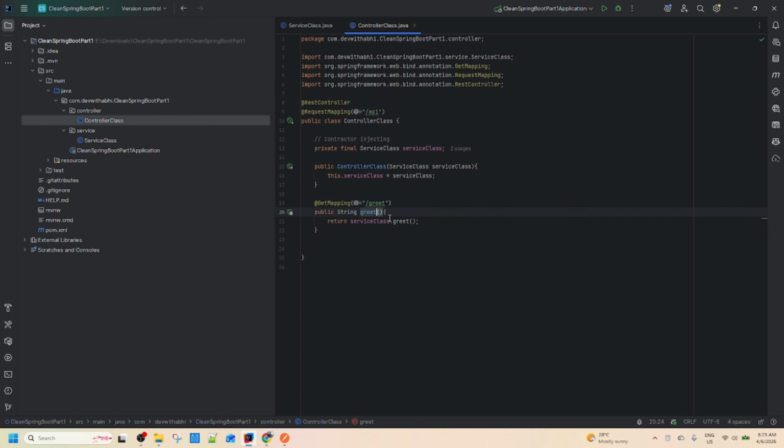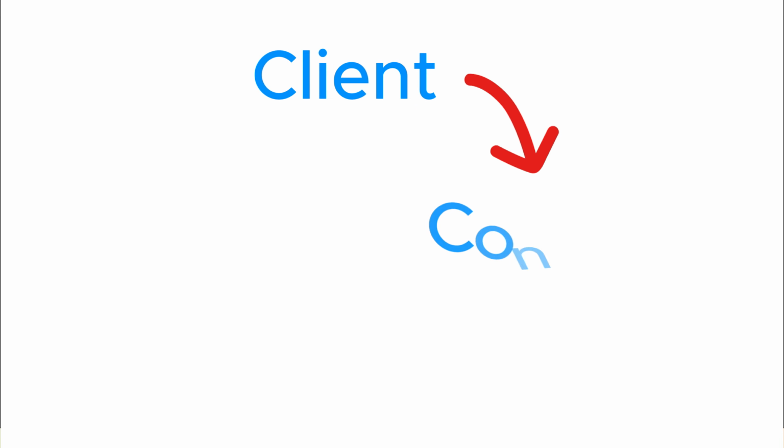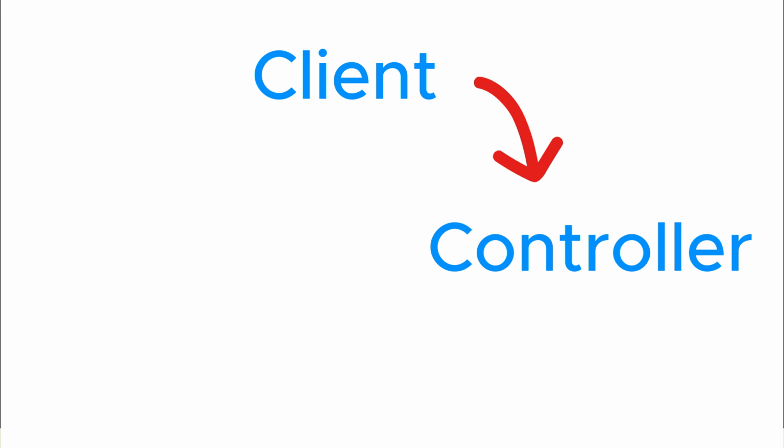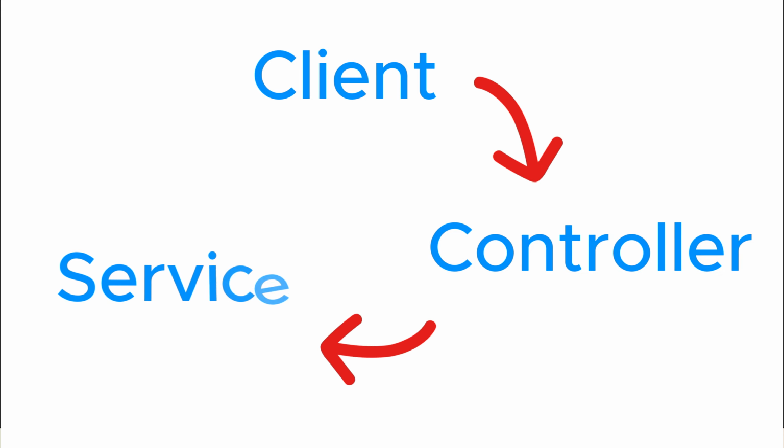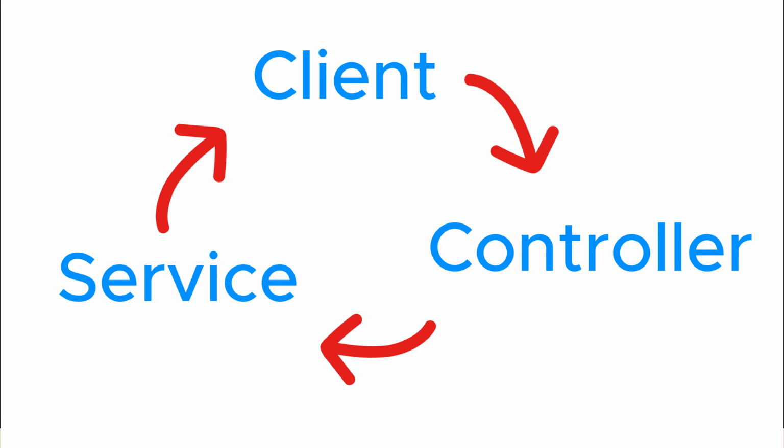Now let's understand the flow. A client sends a request, the controller receives it, the controller calls the service, the service produces the logic, and the response is returned to the client. That's how this request flow works.